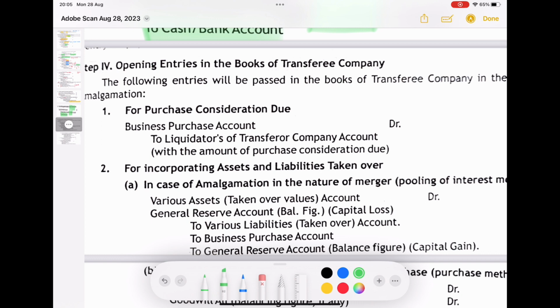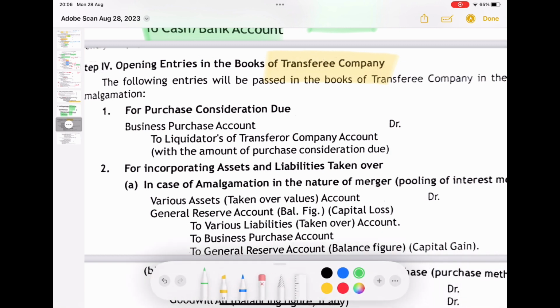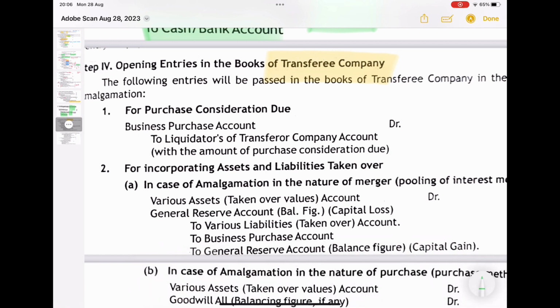Opening entries in the books of the transferee company. Transferee company means the company which is purchasing the other company, so this company will be in the majority. Only 4 entries will be there. First point, for purchase consideration due entries. Here we create business purchase account debit to liquidator's transferee company's account. The due entry we calculated in the closing entries, the total entry we are going to pass here. So we will write the total value of PC here.